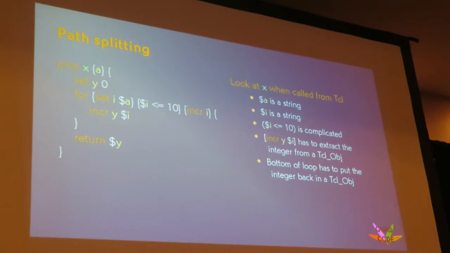Incr y, that's got to extract the integer from a Tcl object, because I don't have any information about what I is, because all I know is I copied it from A. And then the bottom of the loop winds up having to put the thing back in a Tcl object, because that's what I already committed to in the for loop. Because it has to work on the first pass where everything is still a string.